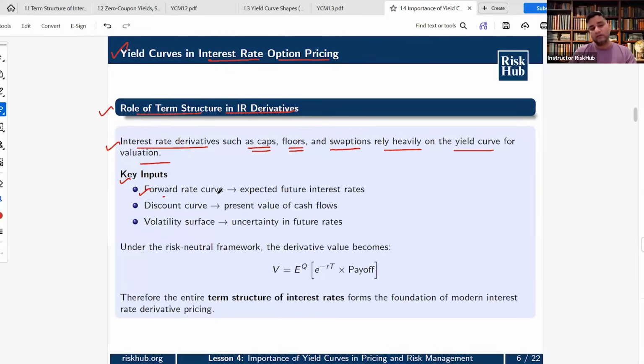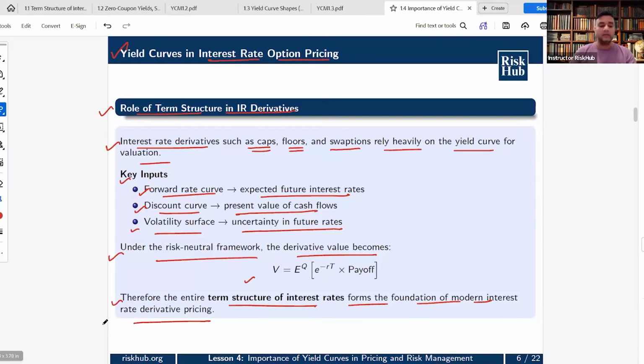Key inputs: forward rate curve, expected future interest rates; discount curve, present value of cash flows; volatility surface, uncertainty in future rates. Under the risk neutral framework, the derivative value becomes this. Therefore, the entire term structure of interest rates forms the foundation of modern interest rate derivative pricing, right?